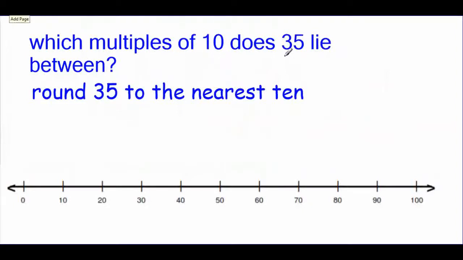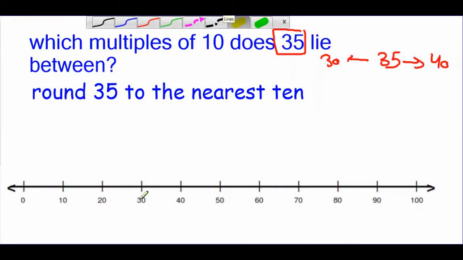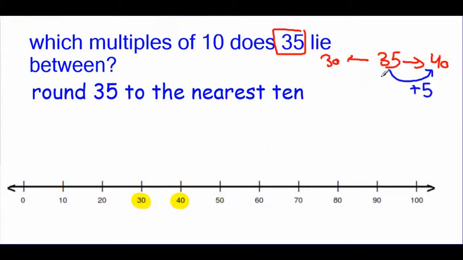Which multiples of 10 does 35 lie between? 35 comes after 30 and before 40, so it is between 30 and 40. But it is closer to which of them? Here it needs 5 steps forward to reach 40 and 5 steps back to reach 30. But this means it is in the halfway between 30 and 40. This means it is here, halfway.